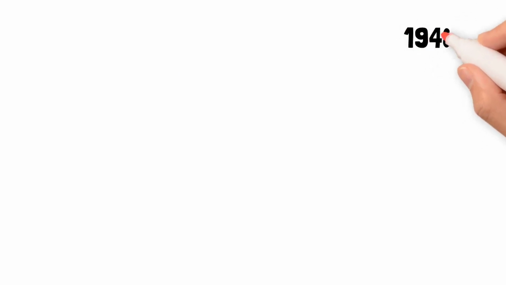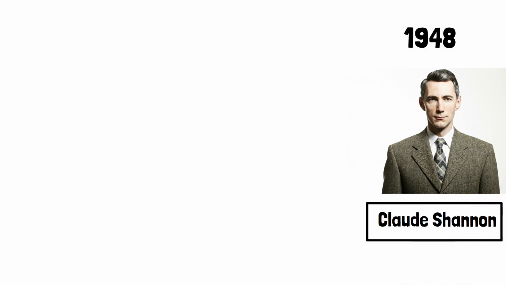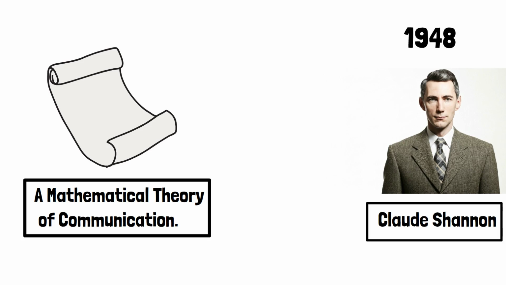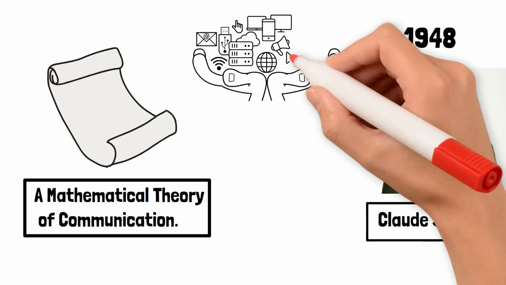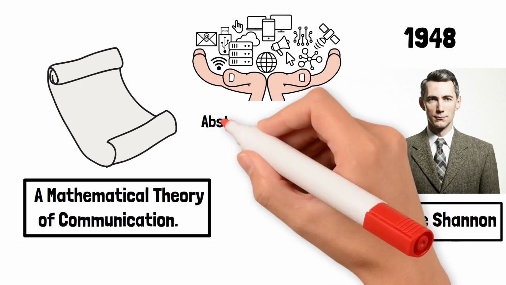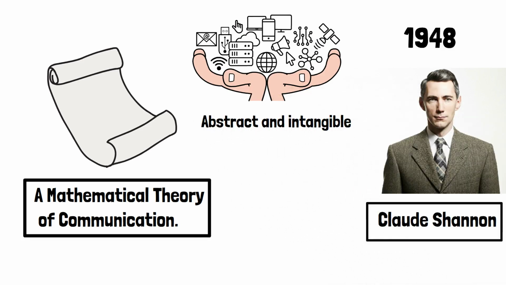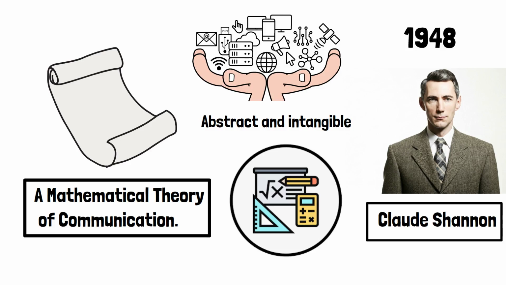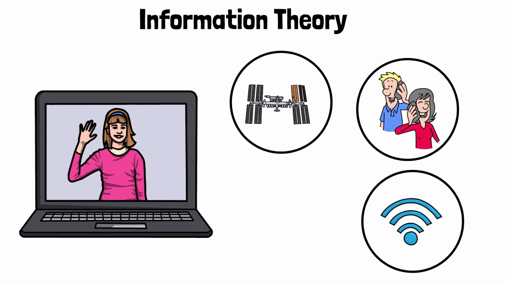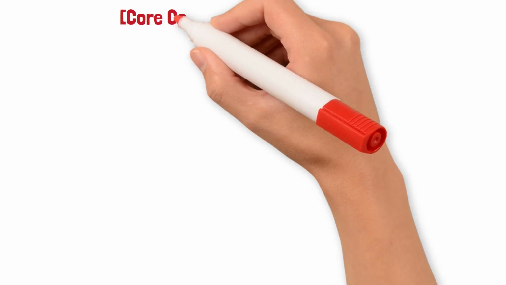Let me take you back to 1948. A young mathematician named Claude Shannon published a paper called A Mathematical Theory of Communication. This single work revolutionized technology. Shannon showed that information, something abstract and intangible, could actually be measured with mathematics. And from that moment, information theory became the foundation of digital communication, from telephones to satellites, from the internet to artificial intelligence.